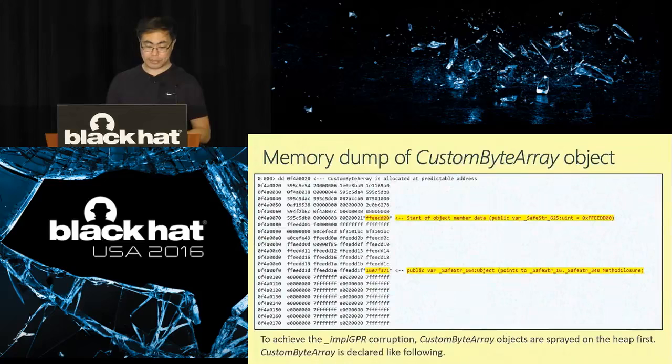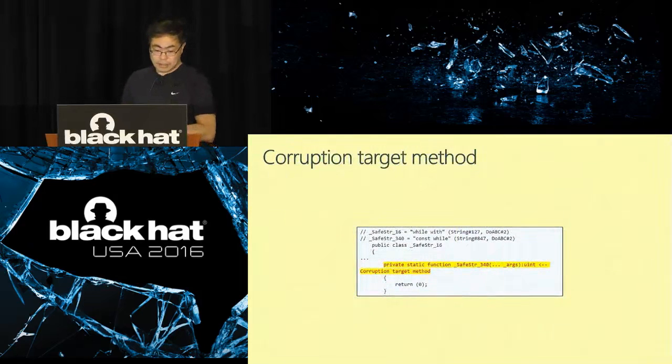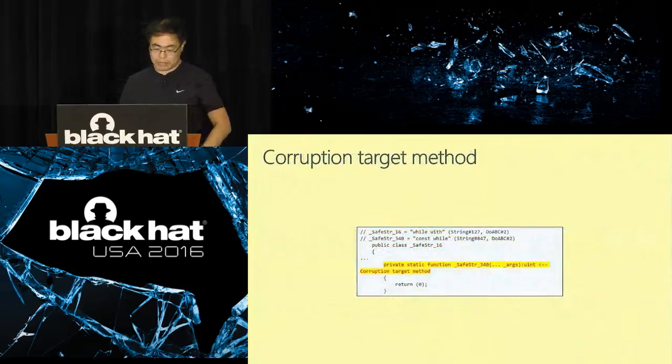The technique they used here is that they made their own custom byte array, and they just sprayed it on the heap. And there are some assignments there to initialize some variables. Here is the actual corruption target method. It doesn't have anything inside it, it just returns 0. It's just a blank method. And this blank method is the corruption target.